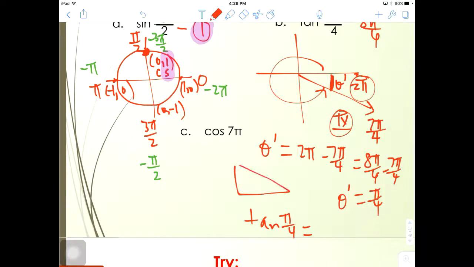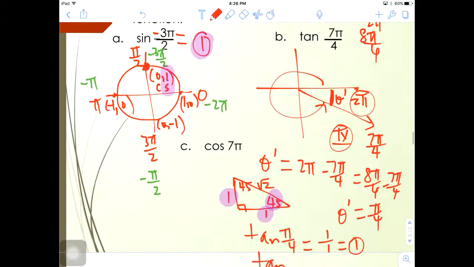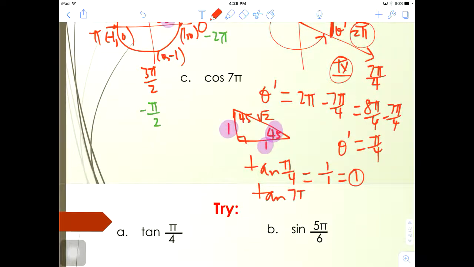So I am actually drawing a 45, 45, 90. You don't believe me? You can go ahead and convert pi over 4 into degrees. It should be a 45, 45, so that's 1, 1, radical 2. So the tangent of a 45 angle is opposite over adjacent. Hey, that's just 1 over 1, which is 1. So therefore, the tangent of the original angle, 7 pi over 4, is going to have the same value as the reference angle, 1.